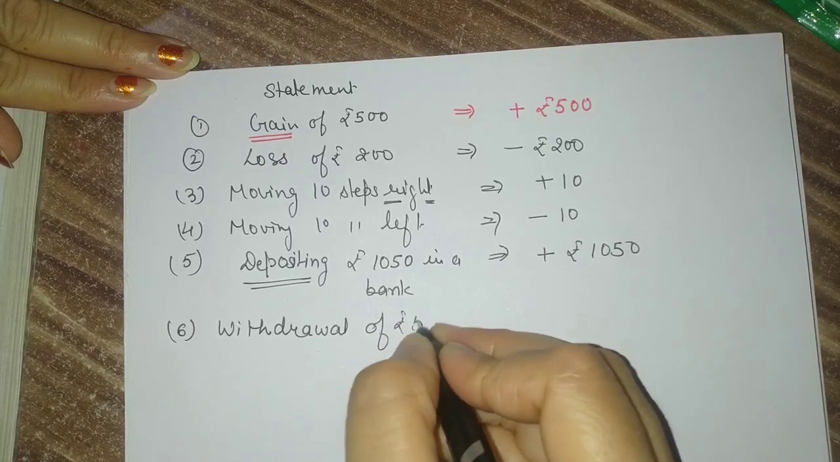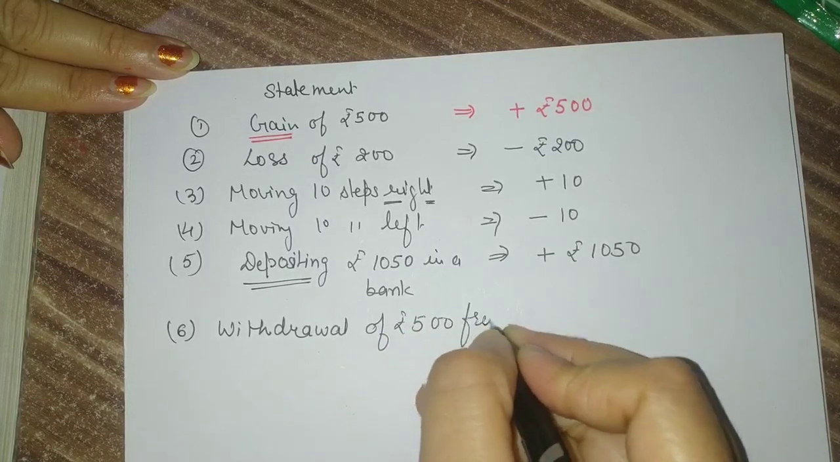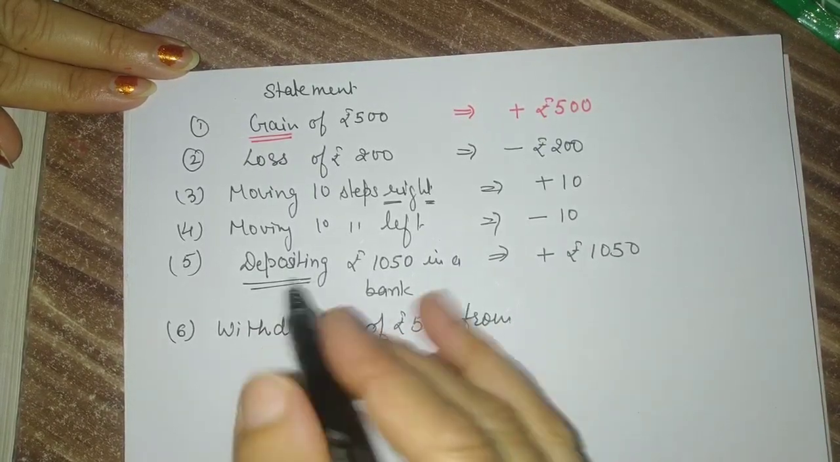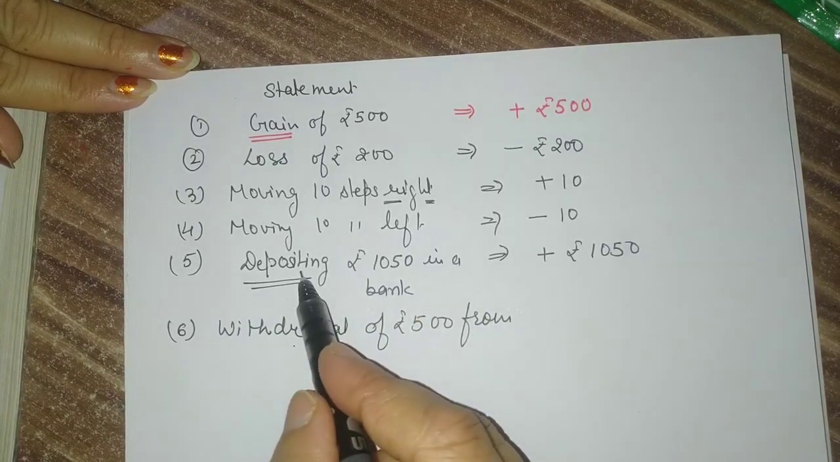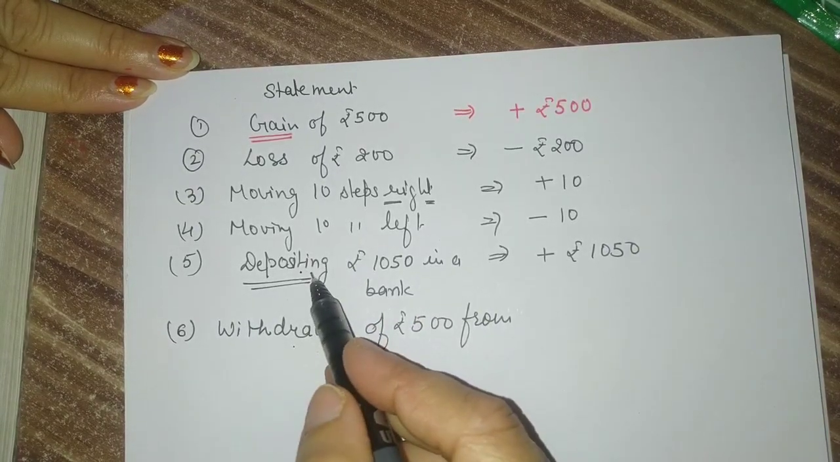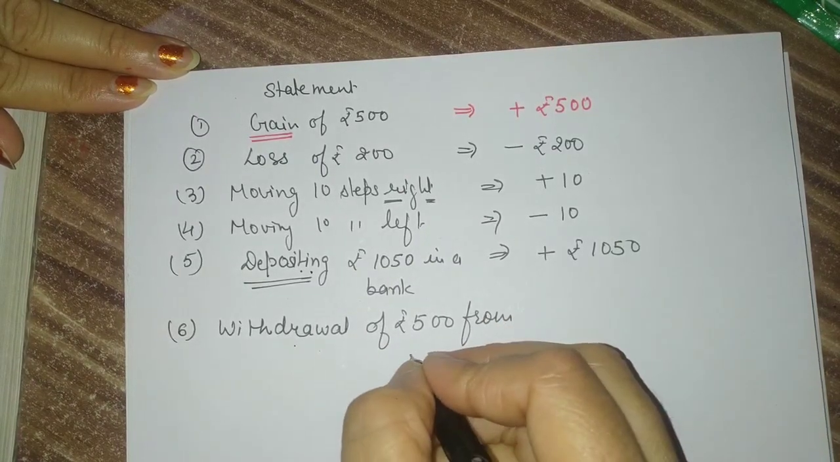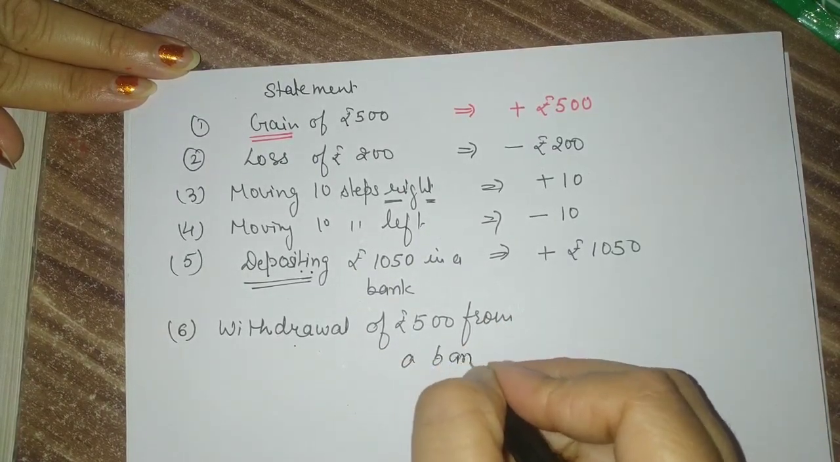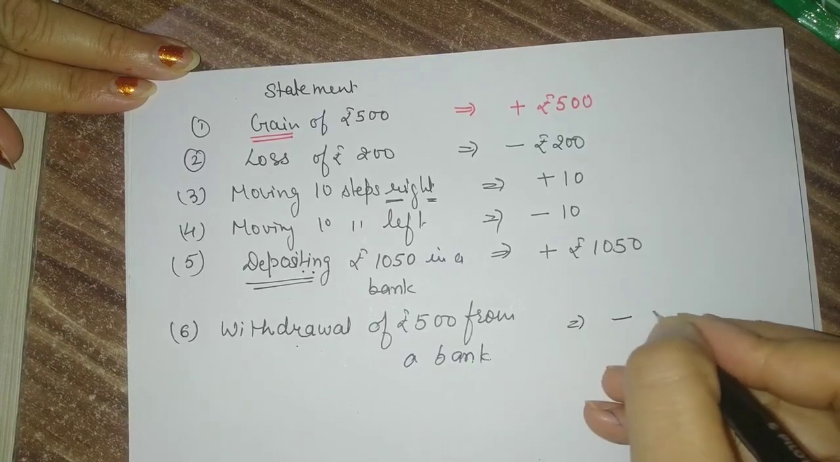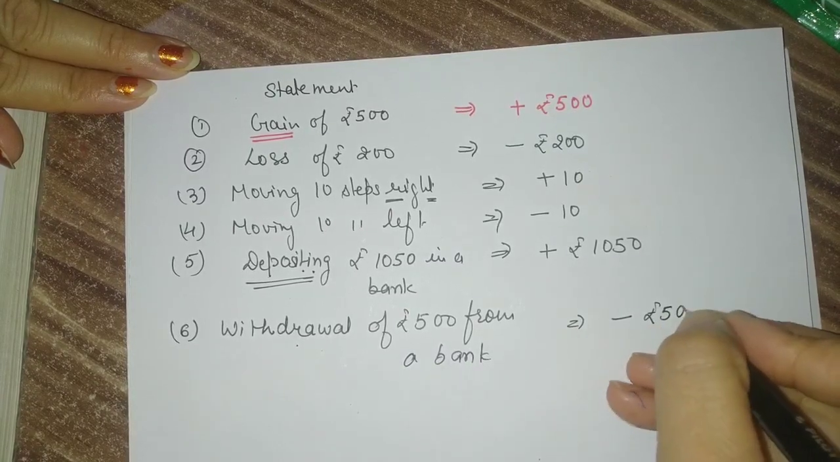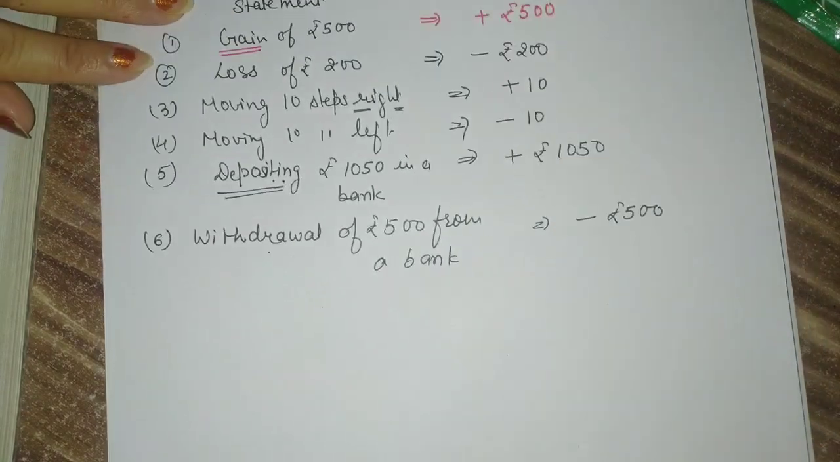Withdrawal of rupees 500 from bank. Withdrawal is the opposite of deposit. So if a deposit is a positive term, then withdrawal is a negative term. So how to show the withdrawal? Negative rupees 500. Okay students.